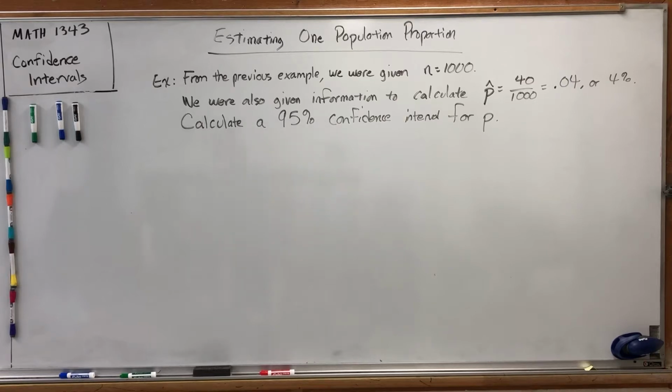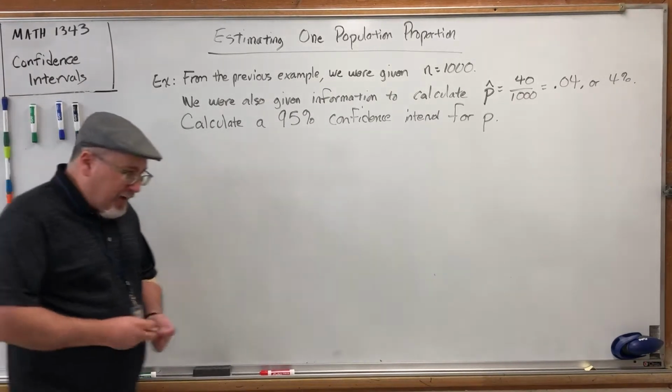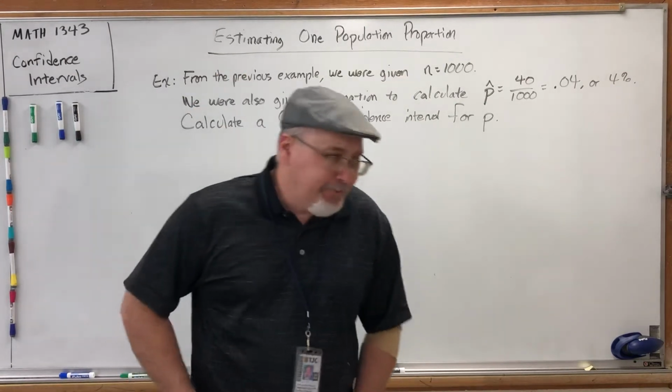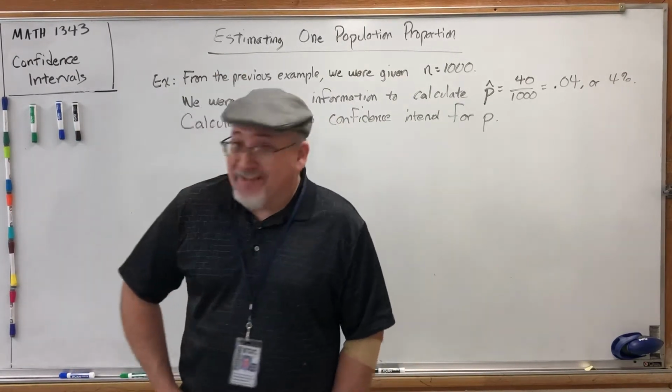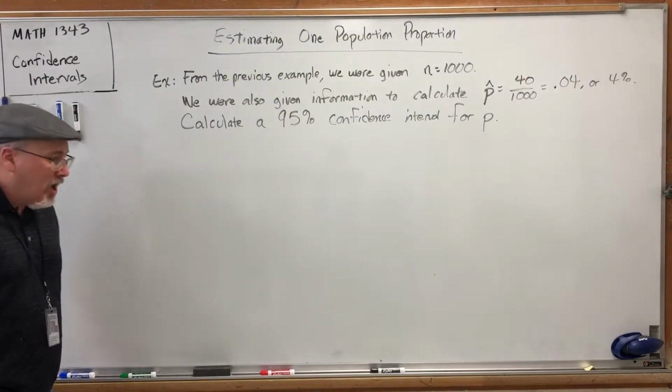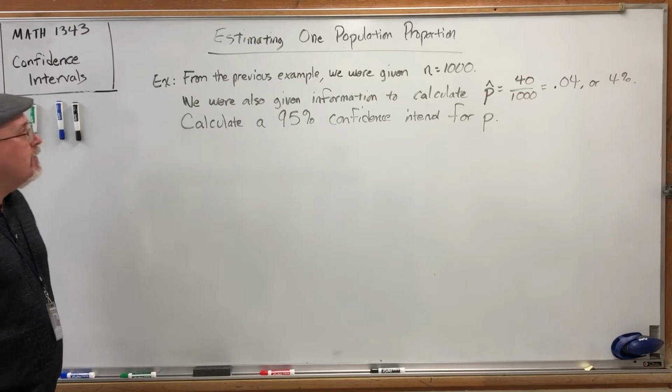Math 1314, confidence intervals. Estimating one population proportion. In the previous video, we talked about mosquitoes, and I threw an interval up there, and I said, we'll see where it comes from later. Well, later is now. But before we jump into that, I do want to make one quick point.